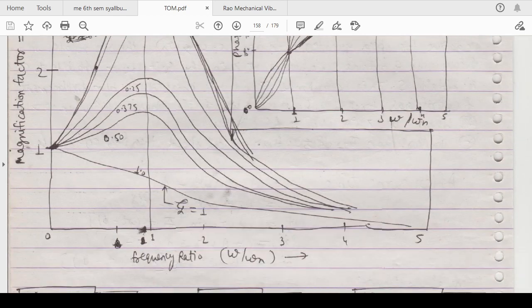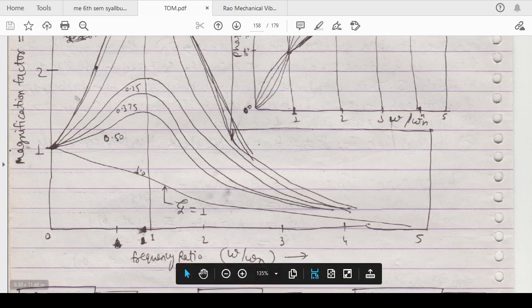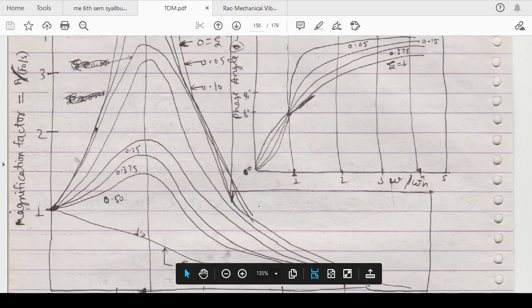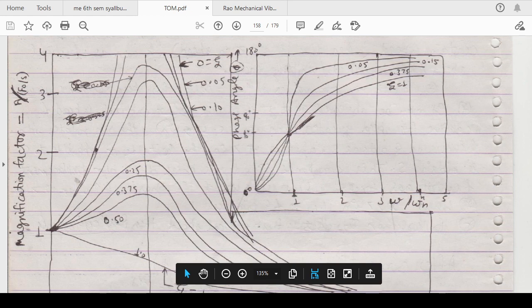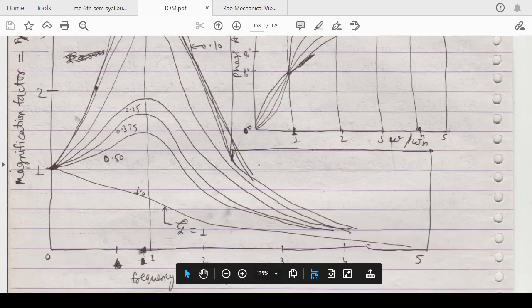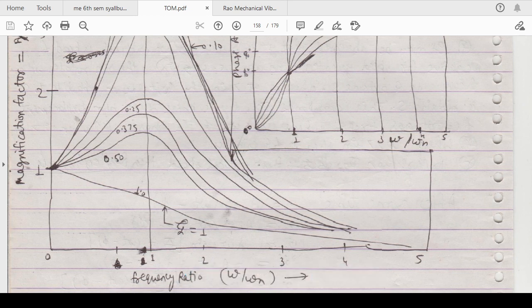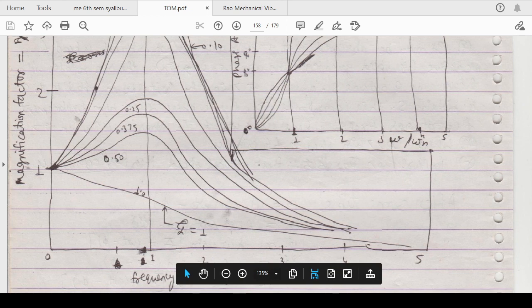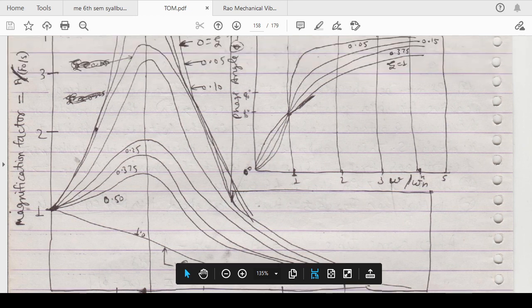You can find these graphs in all the books of vibration, whether it is Asst or BPC, and you can go through those plots. This is the curve of magnification factor versus frequency ratio, where magnification factor is amplitude divided by f naught by s. If the value of zeta equals 1, the graph starts from point 1, meaning the magnification factor will be 1 here, and it decays directly from this point to this point. Similarly, as you reduce the value of the damping factor, you go to the peak.